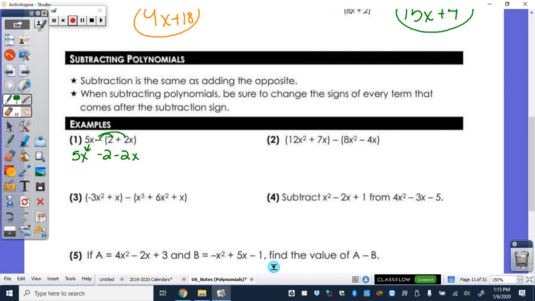My 5x that was out in the front just stays the way it is and gets brought down, because it's got the parentheses around the polynomial, so you're subtracting the whole thing. So I've got to distribute that subtraction sign to all parts of it. Now, just like we were doing with adding, 5x minus 2x gives me 3x. There's nothing to combine that minus 2 with, so it stays as minus 2. So 3x minus 2 is our final answer.